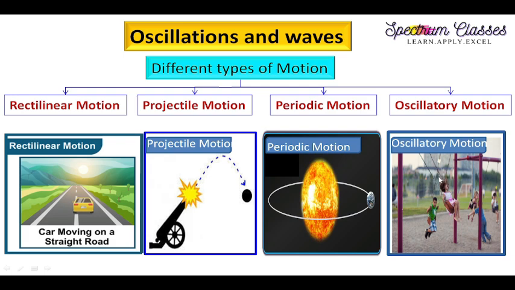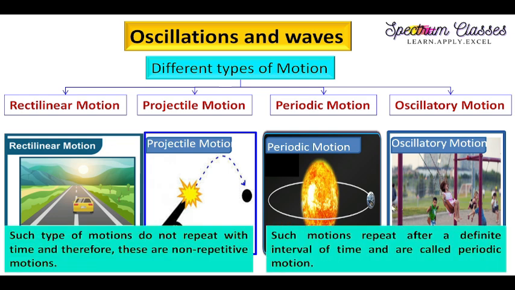Here the condition is that the object is moving to and fro, or back and forth, about its mean position or an equilibrium point. So the difference between these different kinds of examples is that rectilinear and projectile motions are non-repetitive motions because they do not repeat themselves after a certain interval of time. However, periodic motions repeat themselves after a certain interval of time. But oscillatory motion has a certain condition: it is bounded, and it's a to and fro or back and forth motion about its mean position, but it repeats itself in a certain interval of time.